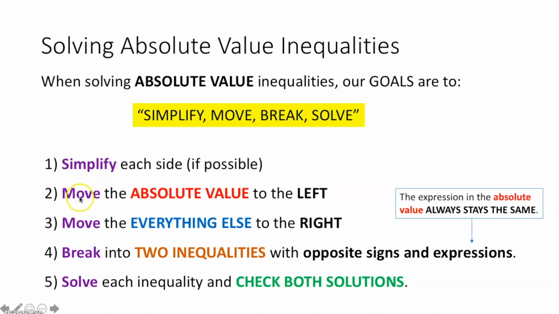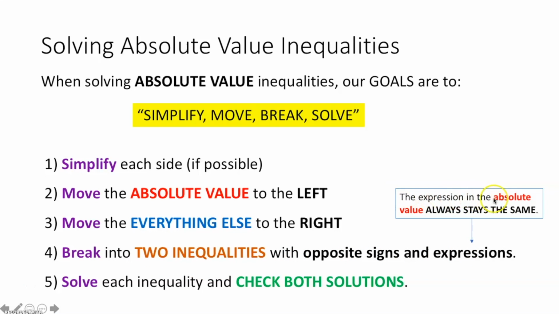After you've done that, then you're going to move the absolute value to the left side of the inequality. After that, you're going to move everything else to the right side. Get the absolute value all by itself on the left side of the inequality. Then you're going to break it into 2 inequalities with opposite signs and expressions.